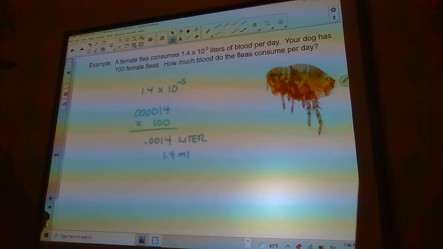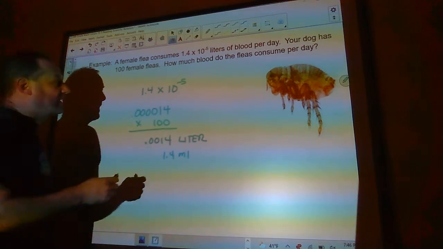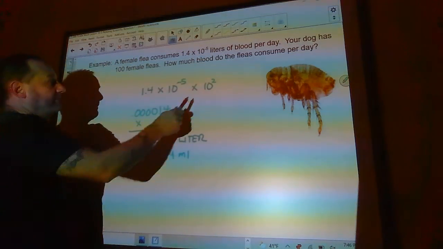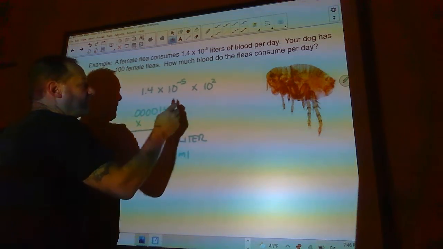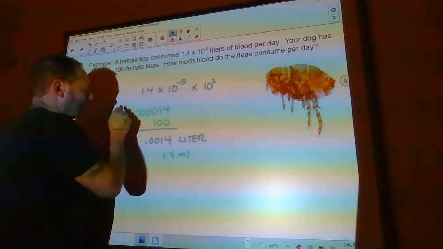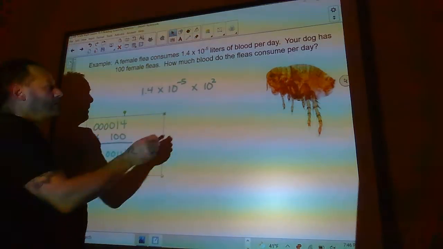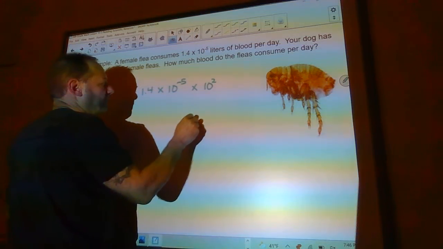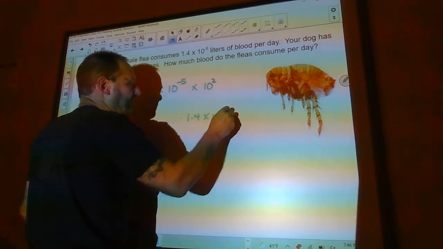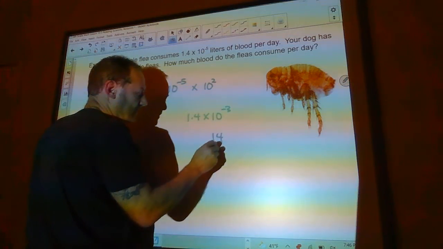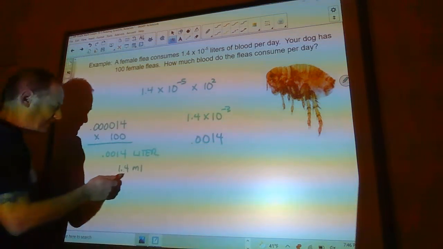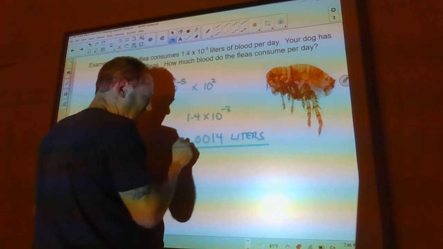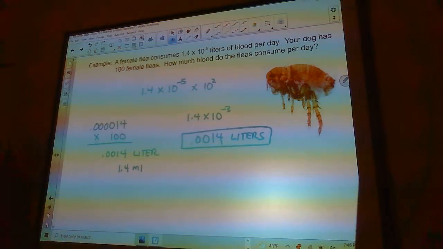Or I could just say, if I multiply this by 10 to the second power, because 10 to the second power is 100, then this becomes 1.4 times 10 to the negative 3 power, which is 1, 2, 3. Oh, hey, look at that. That's the same thing I got right here. Liters. So I did it 2 different ways, got the same answer.